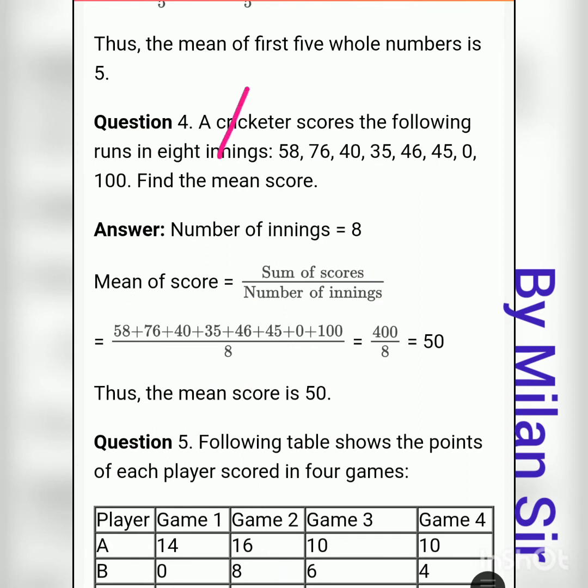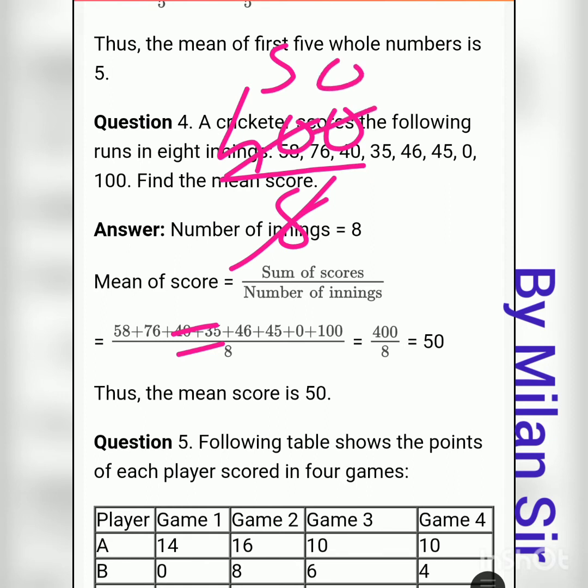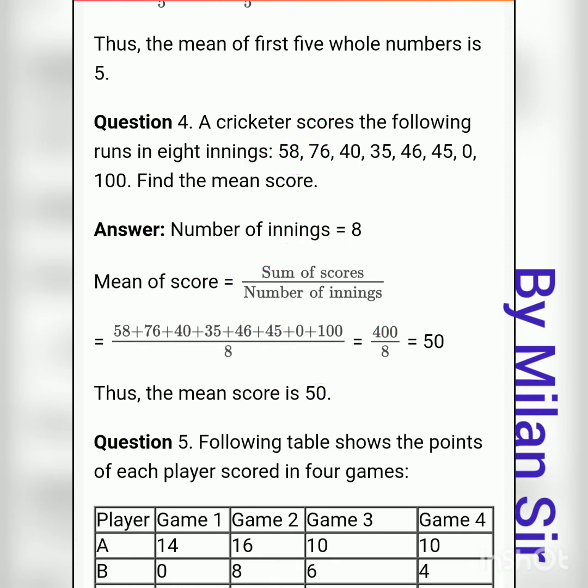Okay. So now 400 divided by 8. So 8 5s are 40 and 1 0 is there, so we need to put 1 0. So 50. The answer of mean score is 50. Okay, so the answer of mean is 50.